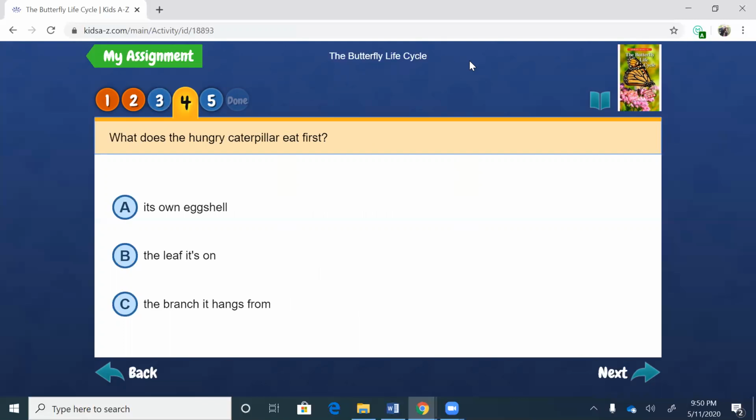Number 4, what does the hungry caterpillar eat first? A, its own eggshell. B, the leaf it's on. C, the branch it hangs from. So what you need to do for this one, go back in the book if you don't know, and find in the very beginning what the caterpillar starts to eat first. Okay, so I need you to go back in that book and find the information.